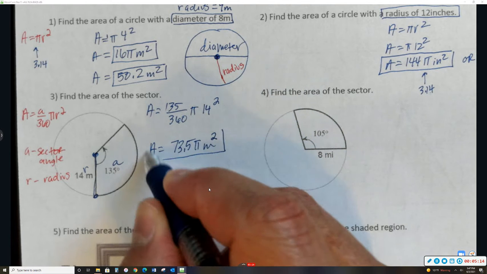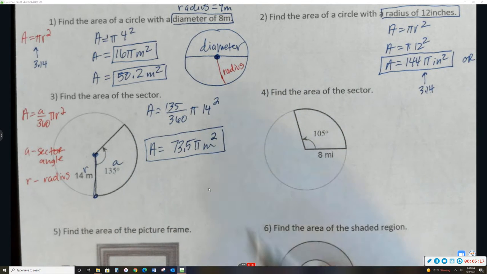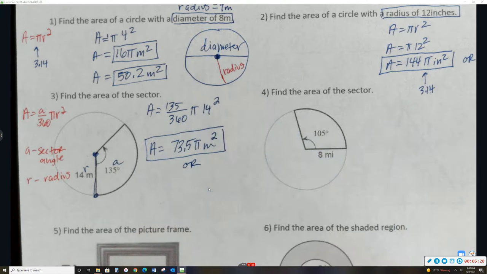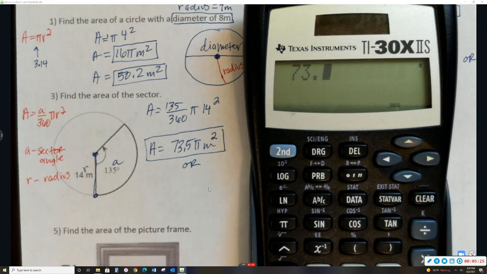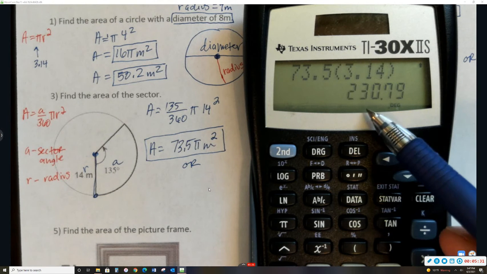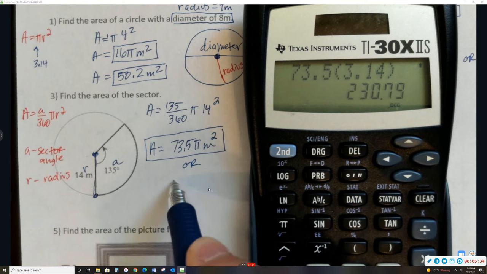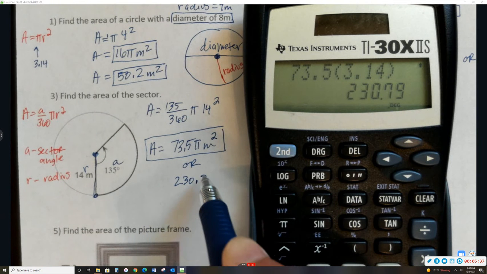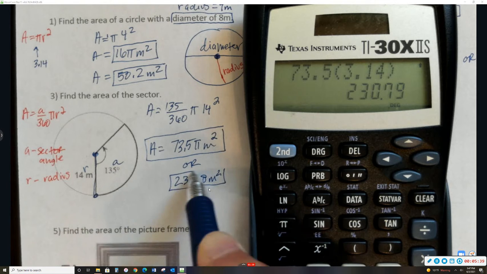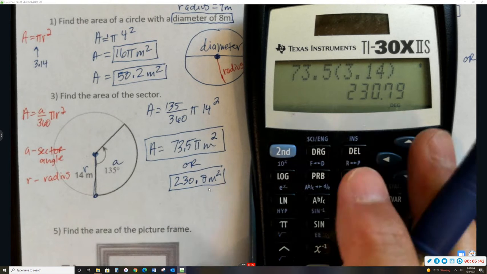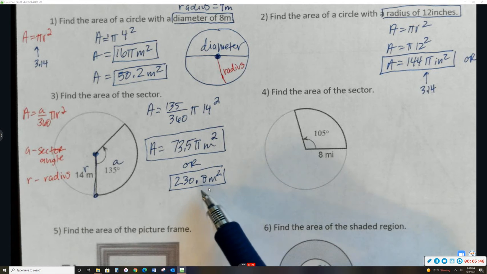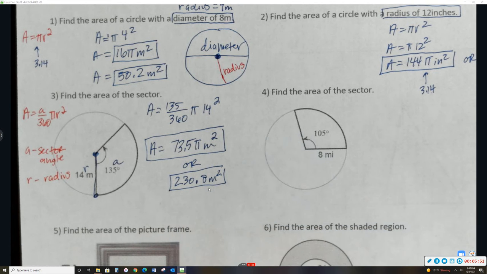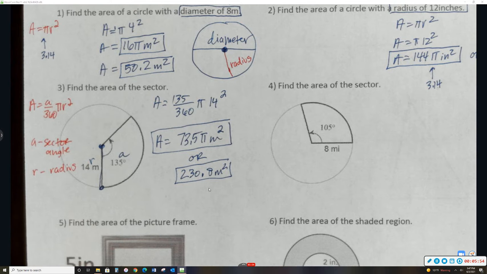So this is my exact answer with pi, right? And then the approximation would just be, hey, take the 73.5 and multiply that by 3.14, right? And then that's 230.8. And again, that's meters squared. With pi, without pi. Okay. And I believe the one we did in the example in the exit slip had pi in it.